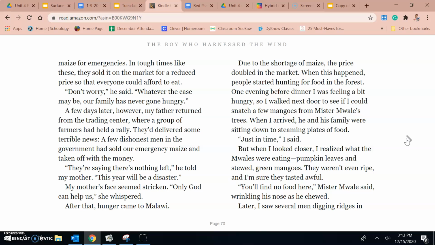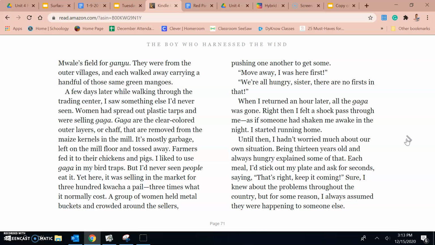Pumpkin leaves and stewed green mangoes. They weren't even ripe, and I'm sure they tasted awful. "You'll find no food here, Mr. Mawali said, wrinkling his nose as he chewed. Later, I saw several men digging ridges in Mawali's field for ganyu. They were from the outer villages, and each walked away carrying a handful of those same green mangoes.